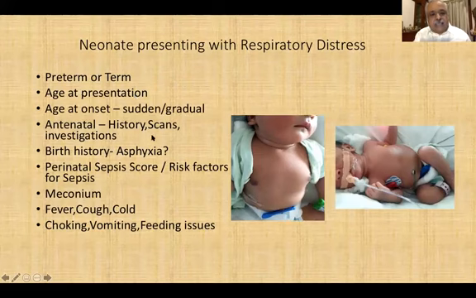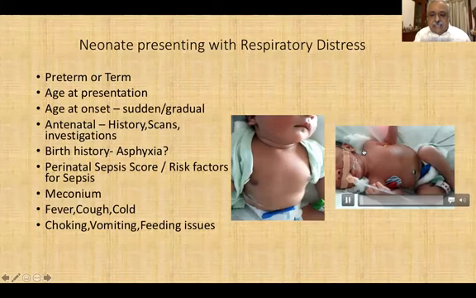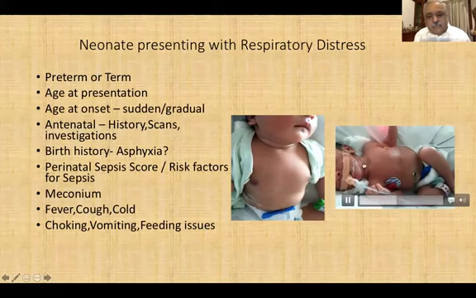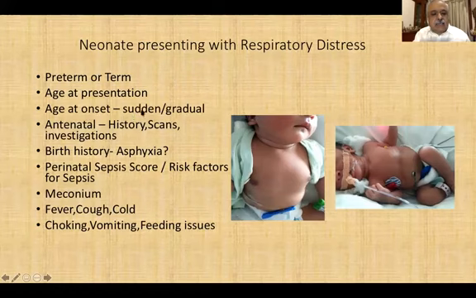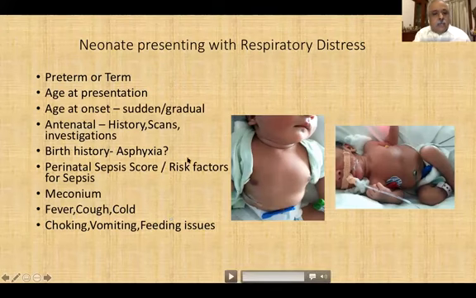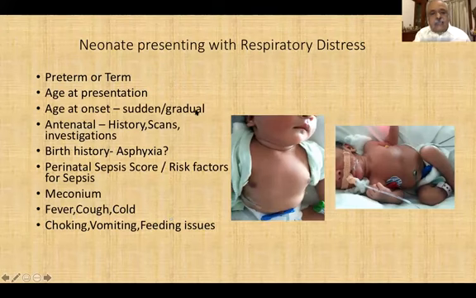The age of presentation: if the baby is just born and referred immediately to you, or the baby is like this, who has gone to the ward and then subsequently comes back with respiratory distress to your nursery, the causes may be even aspiration, the causes can be infection. You have to decide also whether it's a sudden presentation, maybe a choking spell triggered it off, an acute life-threatening event triggered it off, or it could be a gradual insidious onset of respiratory distress.